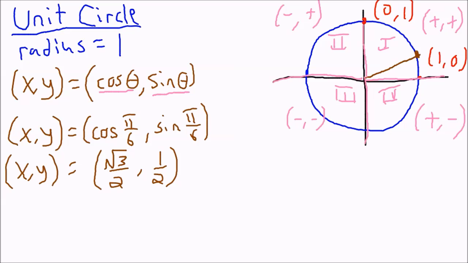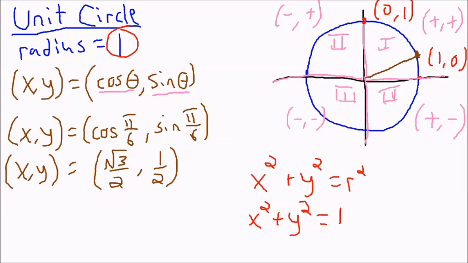Something else that we can talk about is the equation of a circle. We recall that the equation of a circle is x squared plus y squared equals the radius squared. Well, in our case, our center is (0, 0), so there's going to be nothing added or subtracted from these x and y values. But we do know our radius is 1, and 1 squared is 1. So what we really have here is x squared plus y squared equals 1.